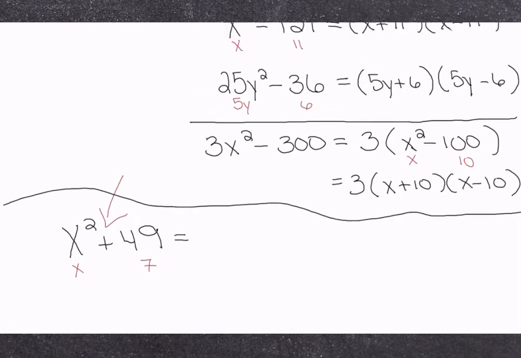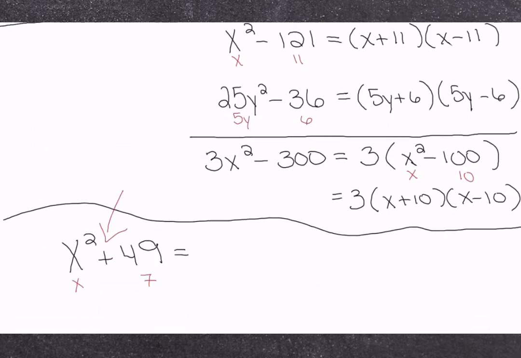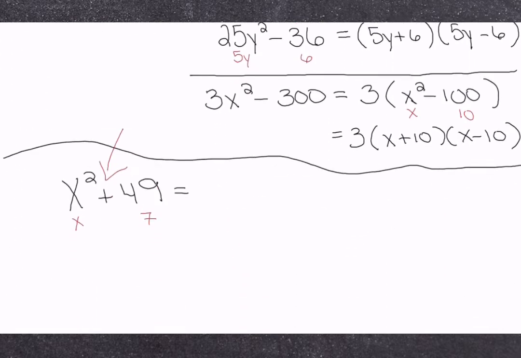The rule says the difference of 2 squares. Difference means subtraction. So if you don't have the difference of 2 squares, which all of these had subtraction in them, the rule has subtraction. If you don't see the difference of 2 squares, then you can't even factor it. Because you have an addition sign here, this one cannot be factored.